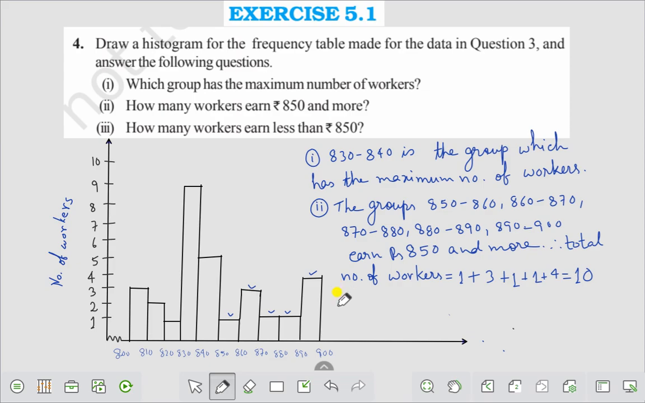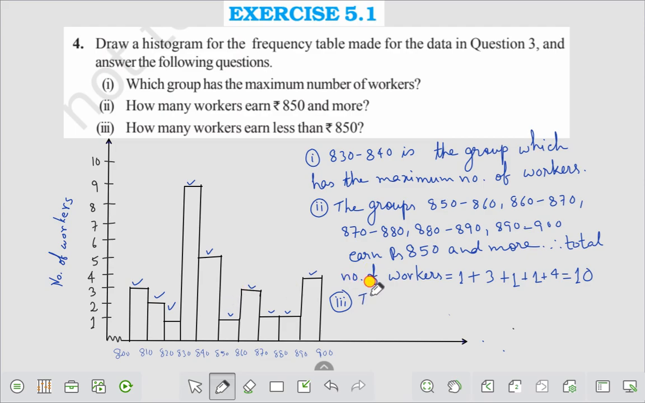Question number 3. What is question number 3? The question is, how many workers earn less than 850? Less than 850 rupees. That means this group, this group, this group, this group, and this group earn less than 850.